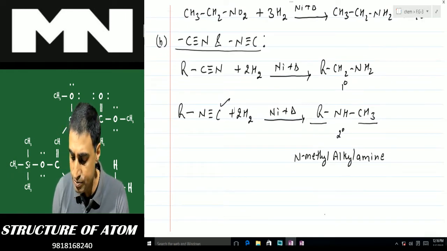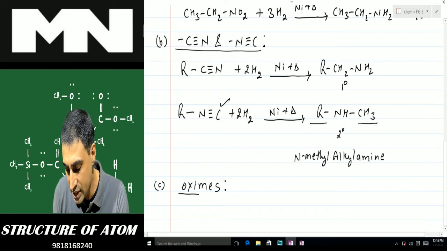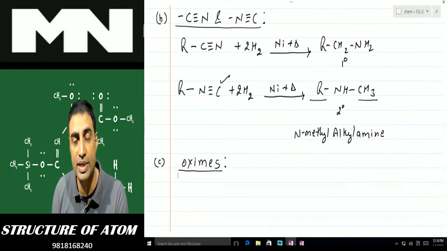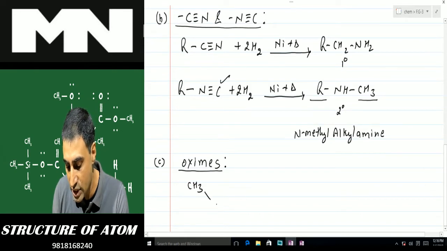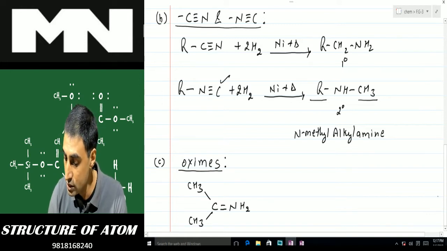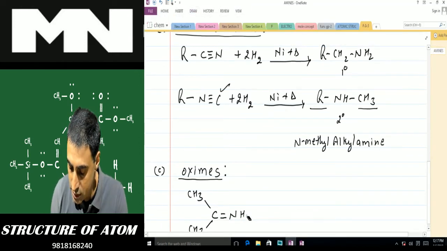You can also get amines by the reduction of oximes. As far as oximes are concerned, we have already done them in aldehydes and ketones also. Whenever you react an aldehyde or a ketone with hydroxylamine, you get an oxime. Here I am showing you an oxime of acetone, that is propanone, and it is like this. Just want to make a correction: you'll have only one hydrogen here, not two hydrogens.